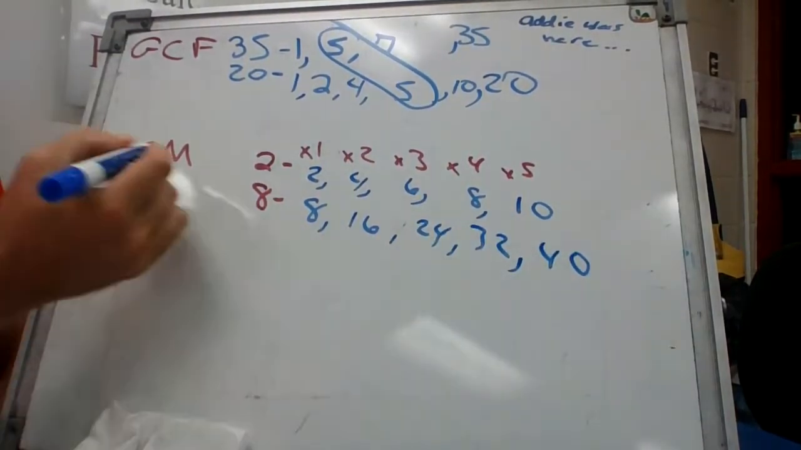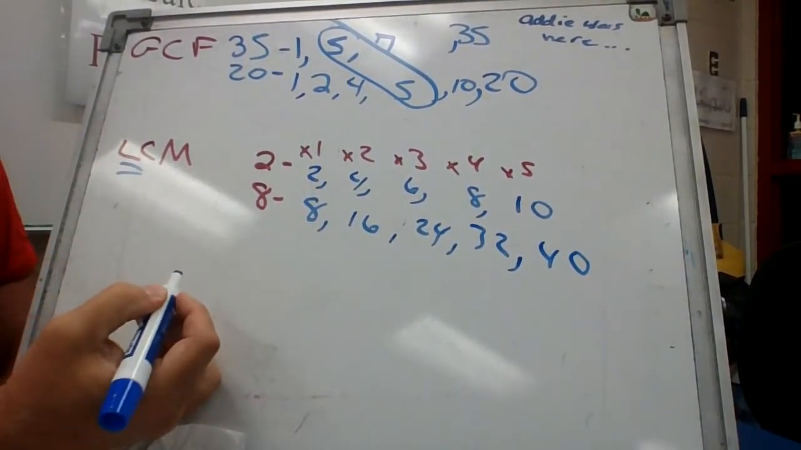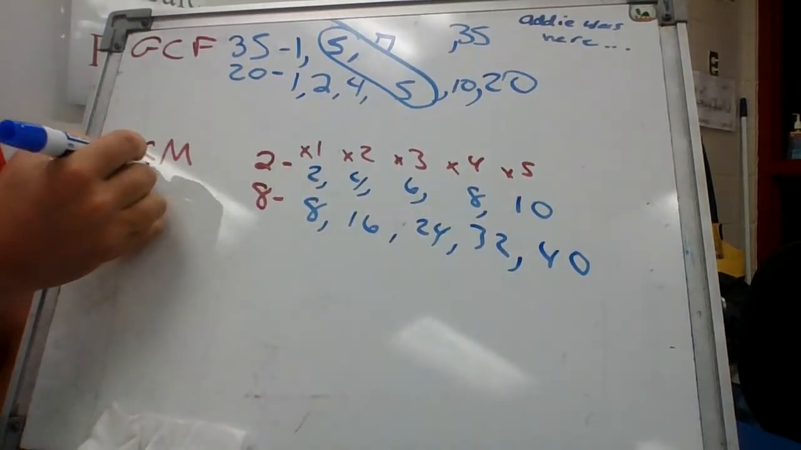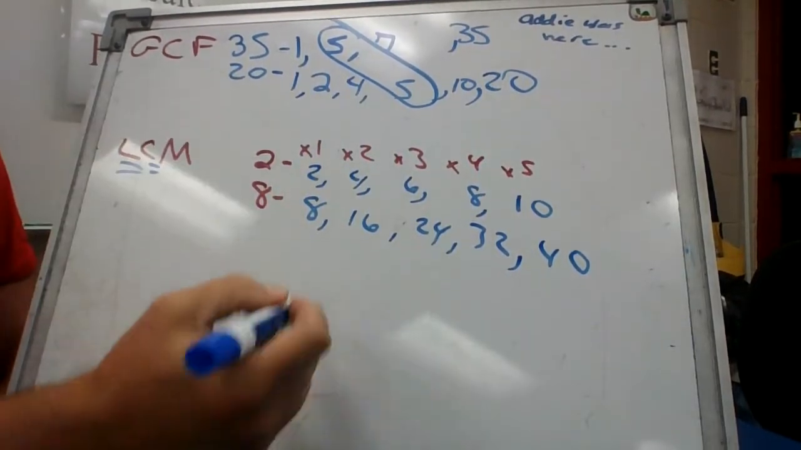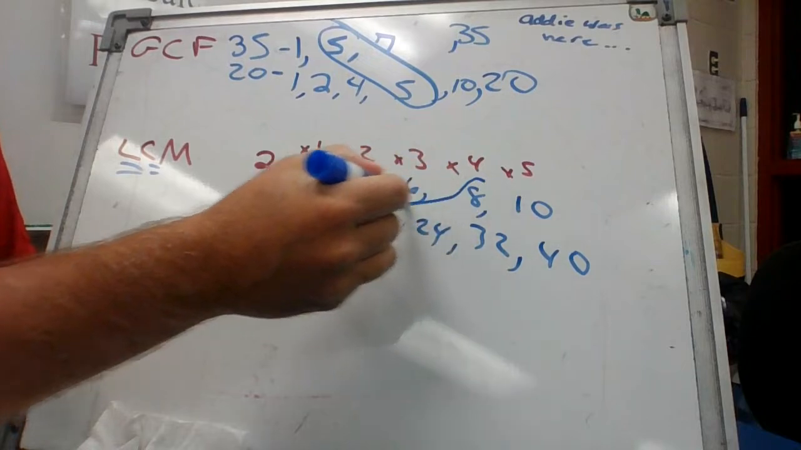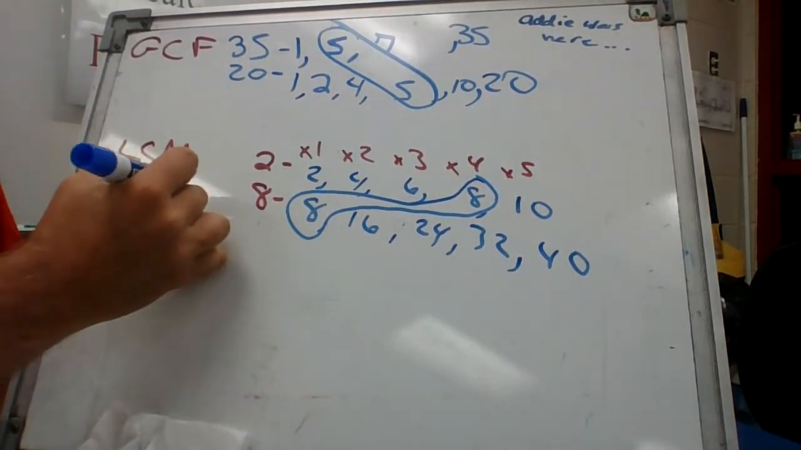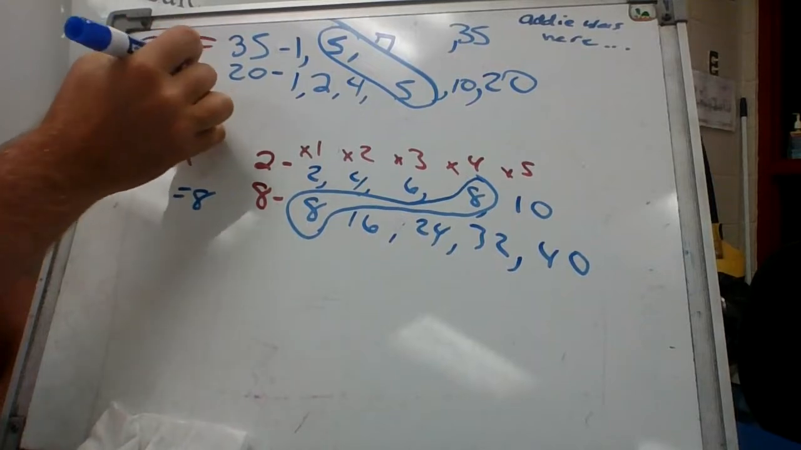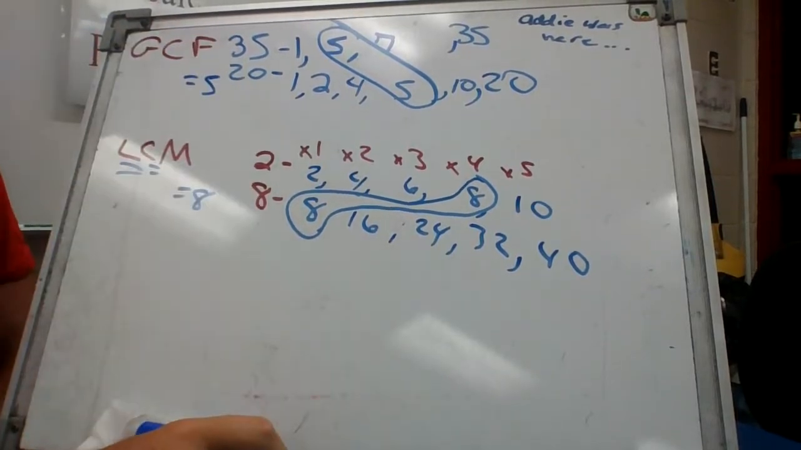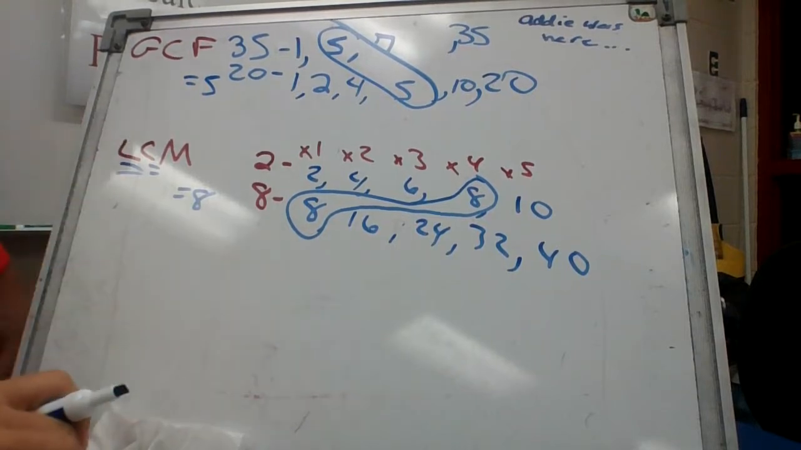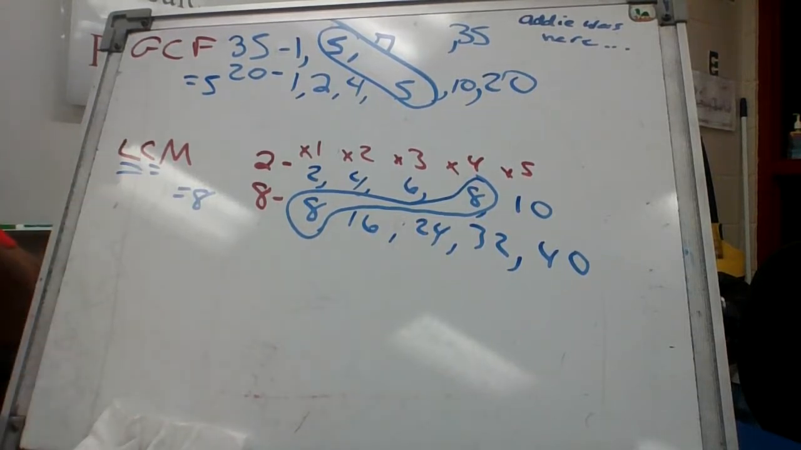It's the smallest number that's got to be common to both of them, so it's got to be in both of them. And we see the smallest number that is in both of them is 8. So the least common multiple is 8 here, and the greatest common factor is 5 there. Hope that makes sense. That's the gist of what we're doing today. So we will be working some problems here.